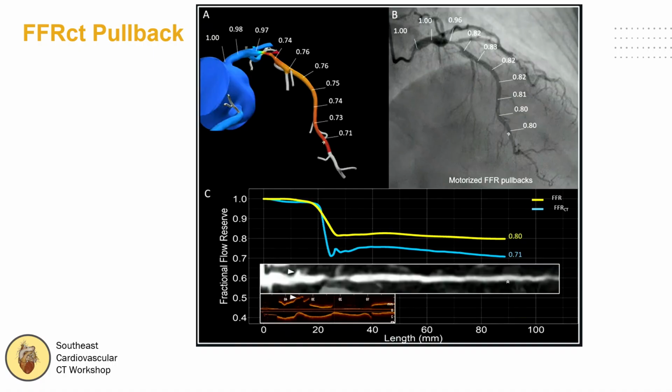And the same thing we can do in the cath lab, we can also do with FFRCT. If we place all of these markers across the vessel, we can do what I call a virtual pullback. And as you can see here, the virtual pullback is very similar to the actual FFR that was derived in the cath lab. So you can see that the same area of translesional pressure drop appears over here.